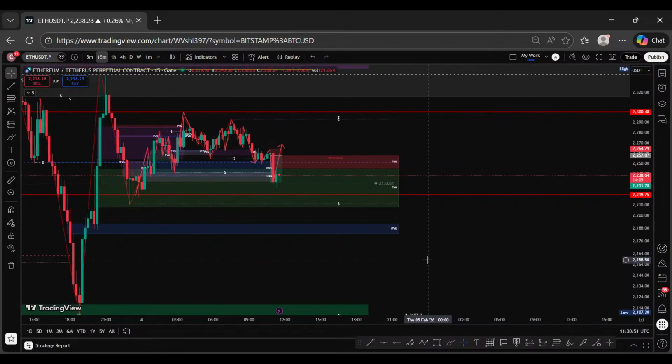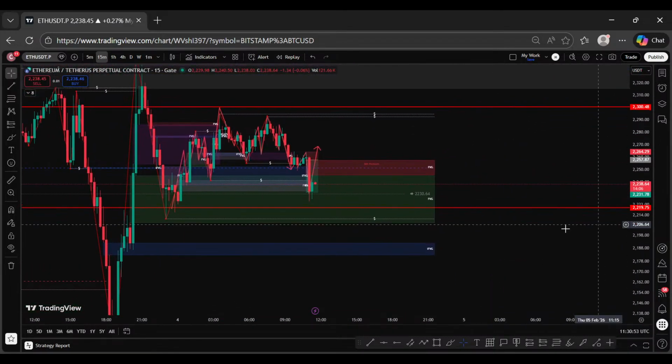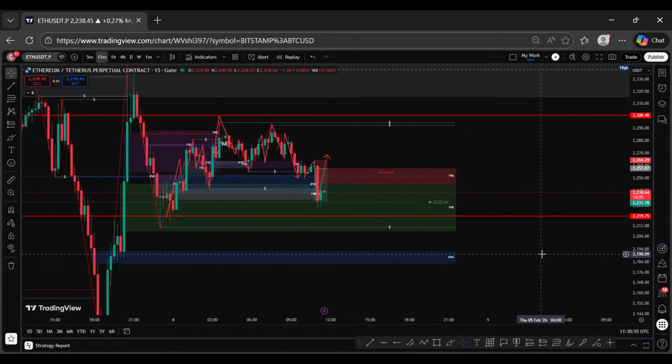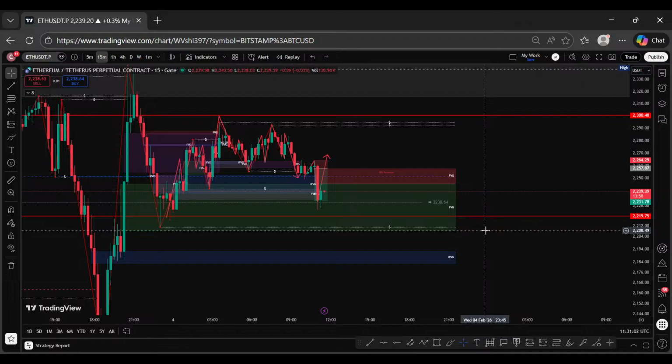So let's see the ETHUSDT. Right now Ethereum is sitting at 2239 price, and it has a similar structure to Bitcoin. So it's a good idea to check if ETH is showing us any signs of strength or weakness.